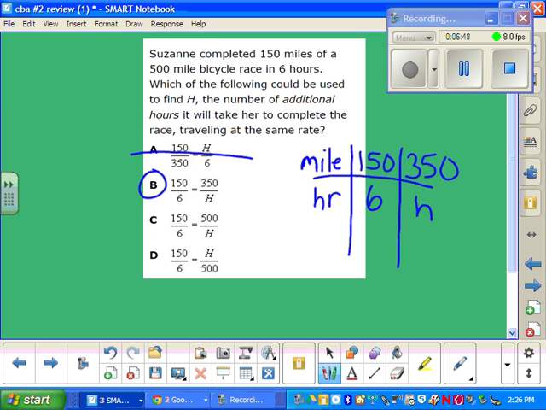We know C and D we can eliminate right off the bat because there's 500 in both of those. And she doesn't have 500 miles left because she already rode 150 miles.